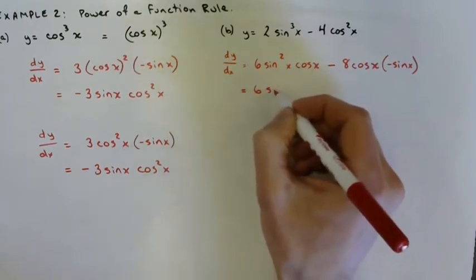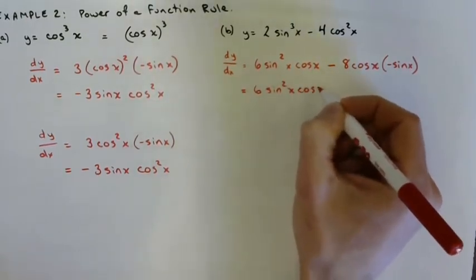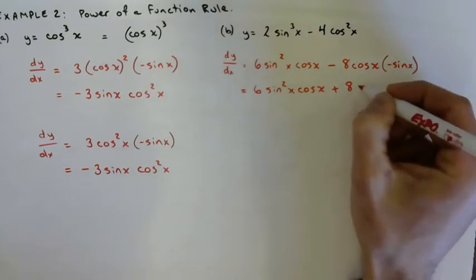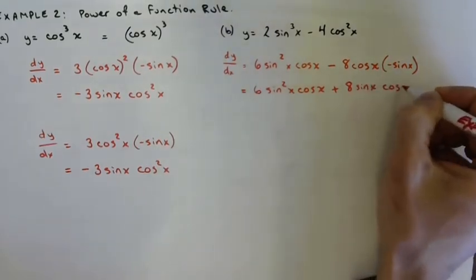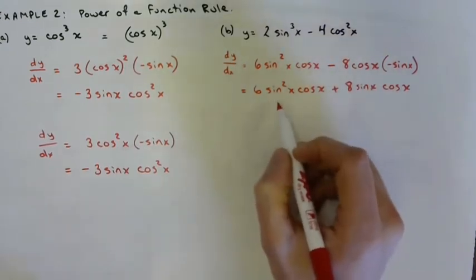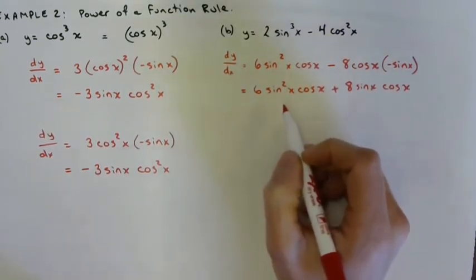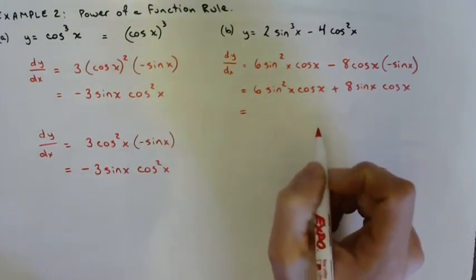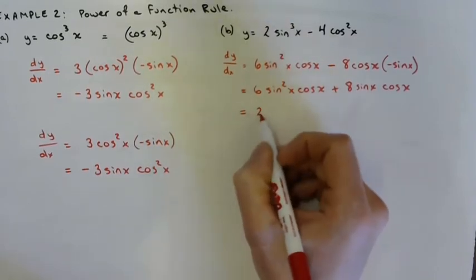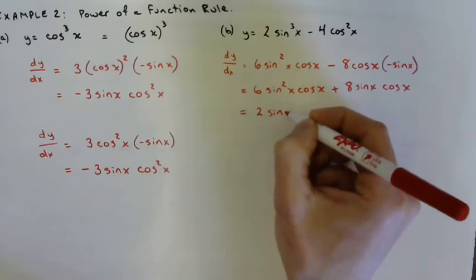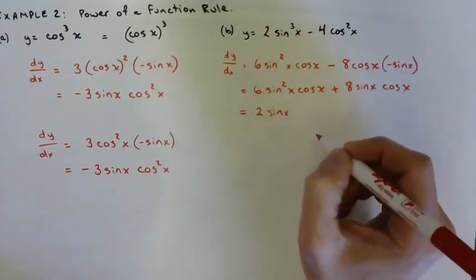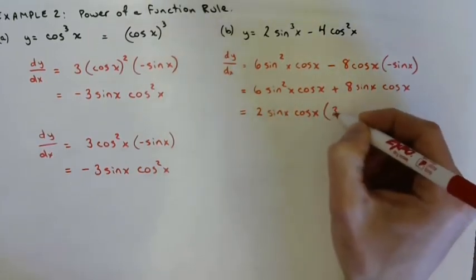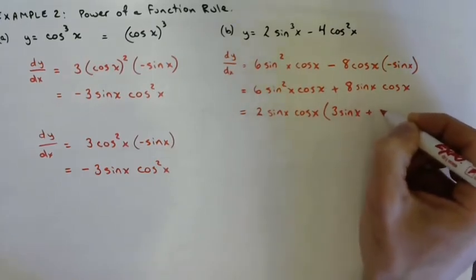So I've got 6 sine squared x cos x plus 8 times sine x cos x. Just to be consistent, we generally write sine first as the factors, which again doesn't really matter at all. And then I can factor bits and pieces out of this. So I see a common numerical factor of 2. I see a common sine x and a common cosine x, leaving me with 3 times the sine of x plus 4.